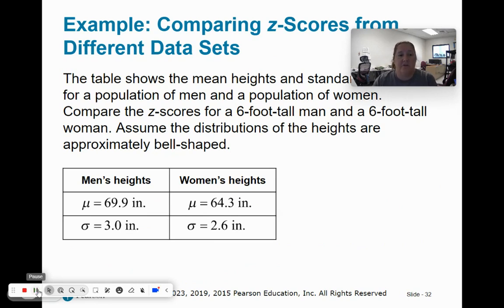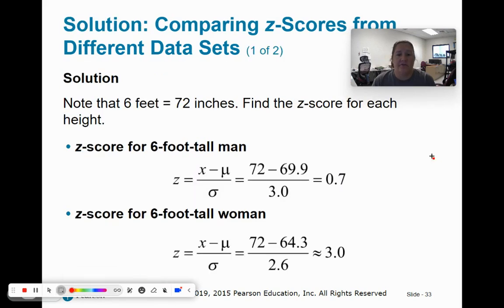We've got a 6 foot tall man and a 6 foot tall woman. Let's compare the man versus the woman and their standard deviations. So data values minus the means divided by their standard deviations that we see in these tables. The z-score for the man turns out to be 0.7. The z-score for the woman, wow, that's definitely unusual. So for a woman to be 6 foot tall is unusual.